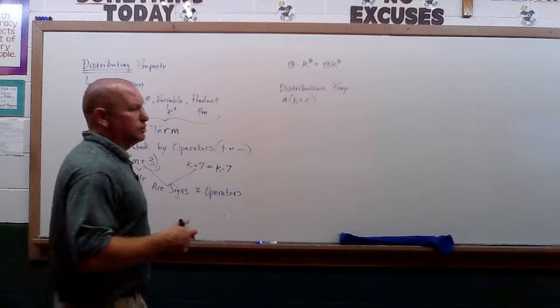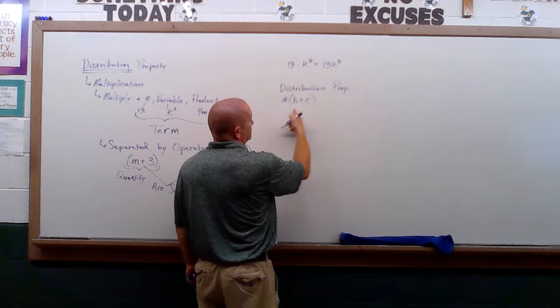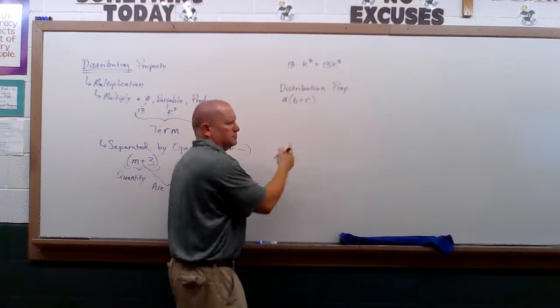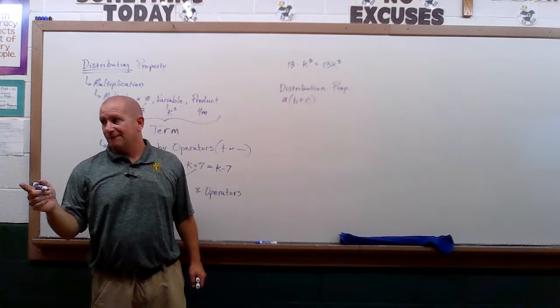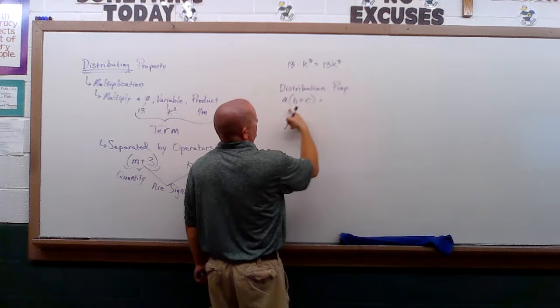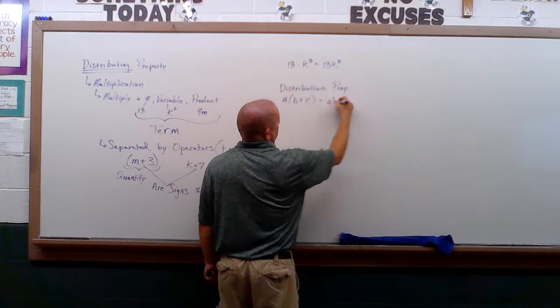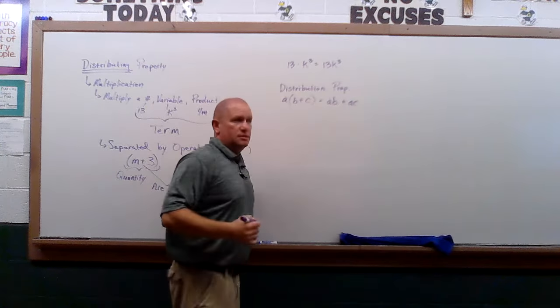And so what did you do? Well, we took the outside, A times B and then A times C. Yes. So we would rewrite this as what? AB plus AC. Right?